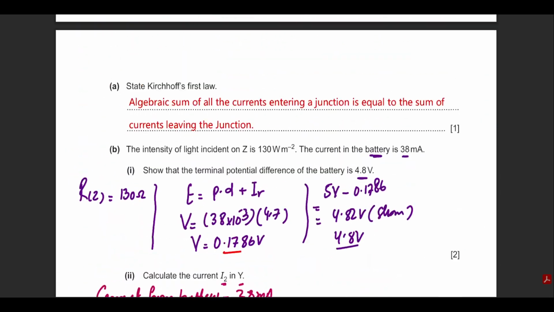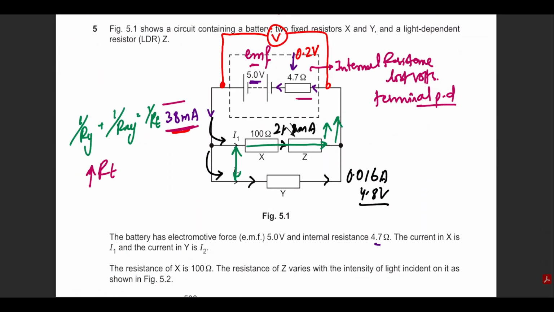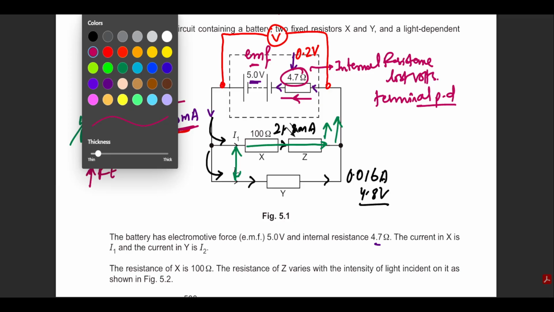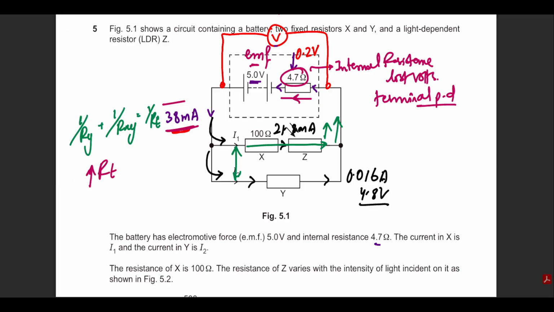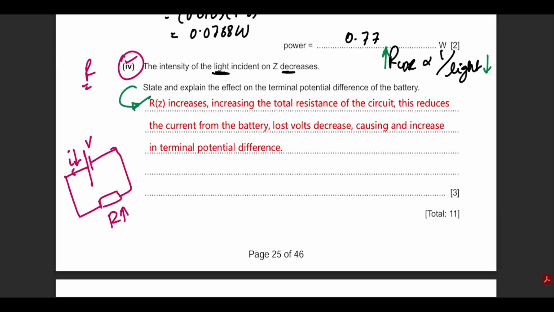So when the current decreases, the current through the internal resistance also decreases, which will cause less voltage drop on 4.7 ohms. If 4.7 ohms takes less voltage, then the terminal potential difference available to me on the outside will increase, because there is a smaller drop inside. More voltage of the EMF is now available to the outside instead of taking care of its internal problems. That's what I've written down here, that RZ increases, increasing the total resistance of the circuit. This reduces the current from the battery. Lost volts decrease, because they were also being calculated by V equals IR.